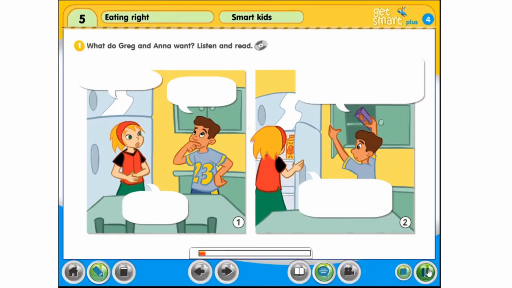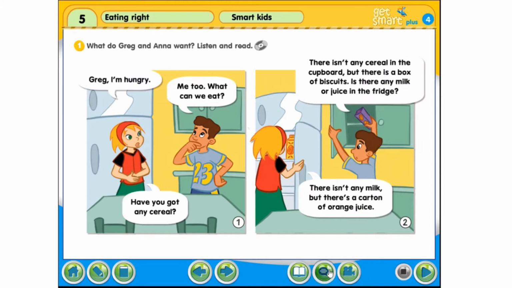1. What do Greg and Anna want? Listen and read. Greg, I'm hungry. Me too. What can we eat? Have you got any cereal? There isn't any cereal in the cupboard, but there is a box of biscuits. Is there any milk or juice in the fridge? There isn't any milk, but there's a carton of orange juice.